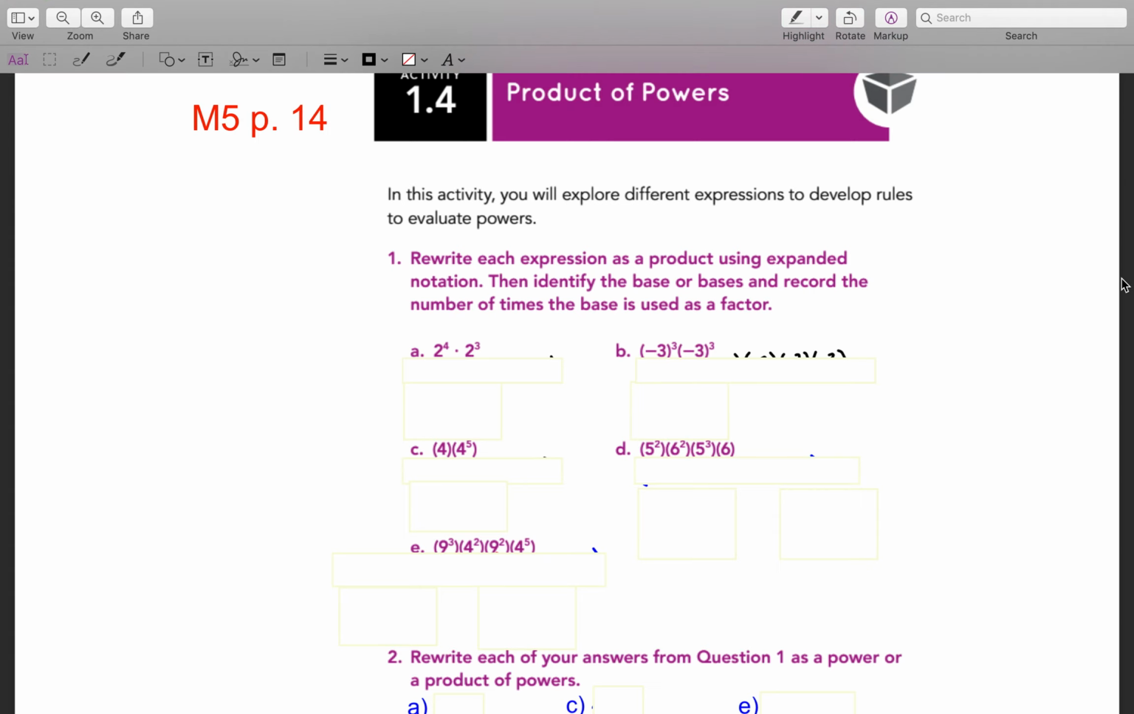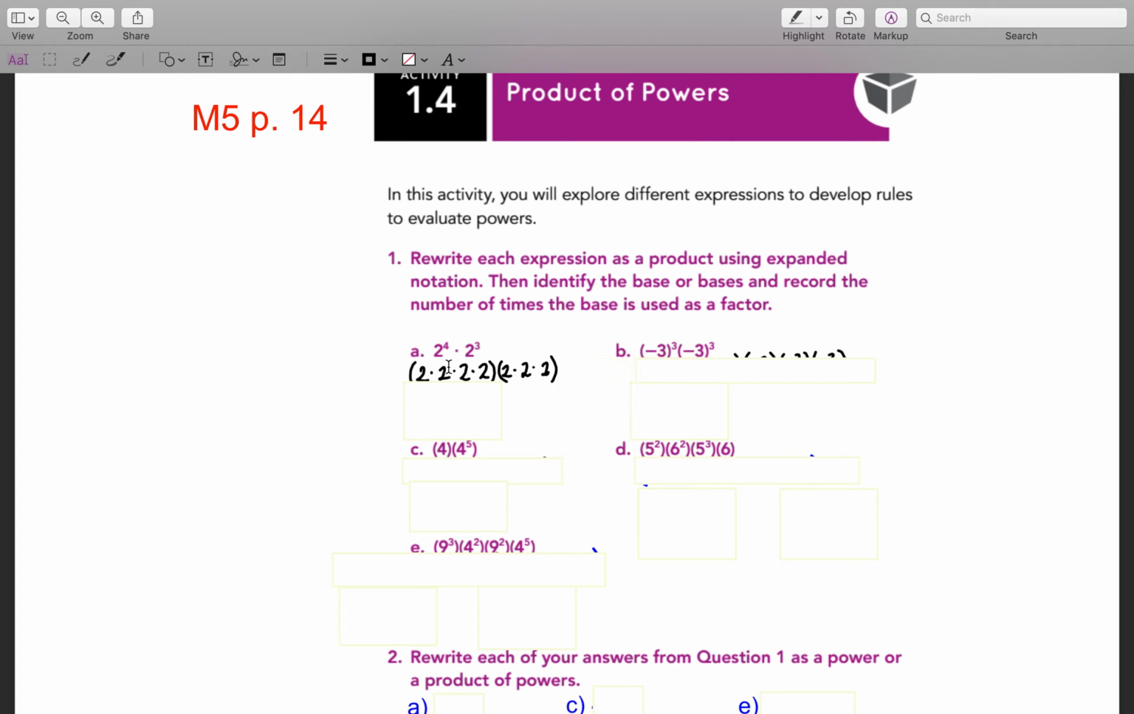Page 14. Rewrite each expression as a product using expanded notation, then identify the base and record the number of times the base is used as a factor. So for A, it's 2 to the fourth power times 2 to the third power. We know that 2 to the fourth power means that 2 is being multiplied 4 times, so it's 2 times 2 times 2 times 2, right? And 2 to the third power means that 2 is being multiplied 3 times, so 2 times 2 times 2.